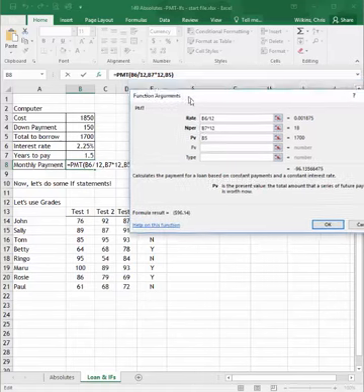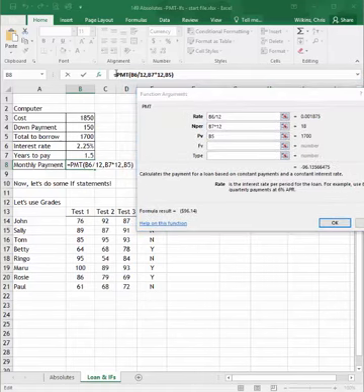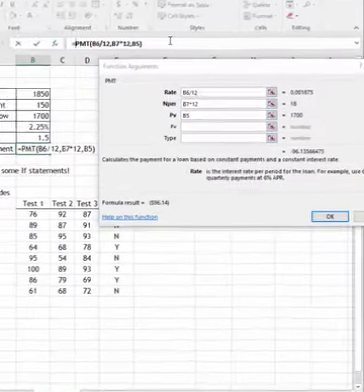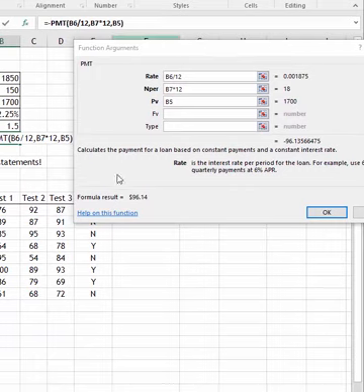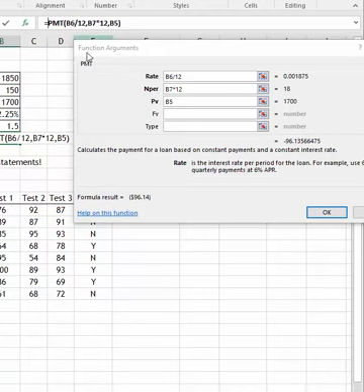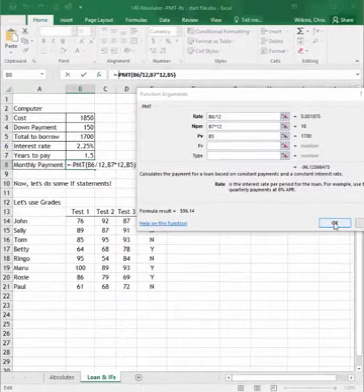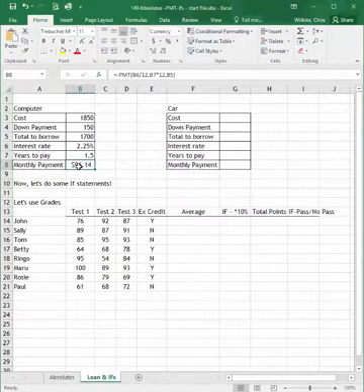Or I can go up to my function itself up here in the function box and type negative, and I again get a positive value. I take it away and it shows as a negative value, or I add it and it shows as a positive value. I don't care which way you do it. Just do it, okay? I have negative PMT.